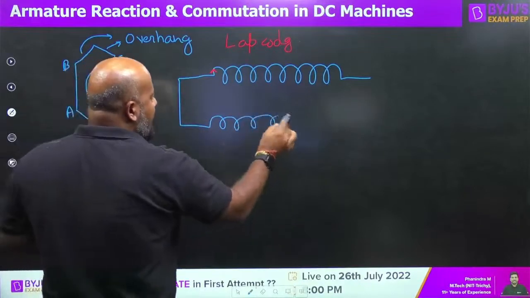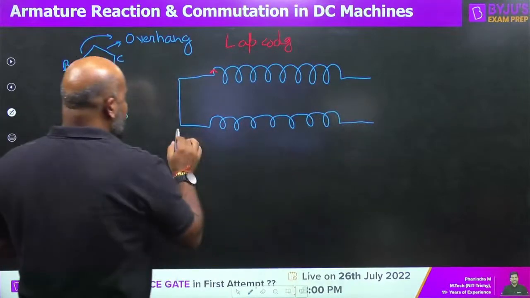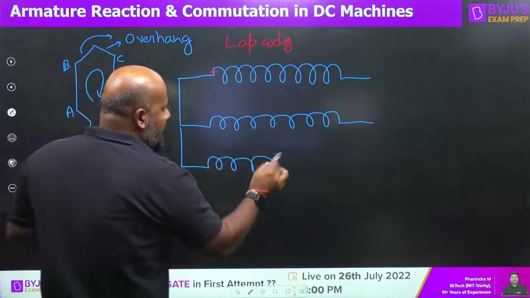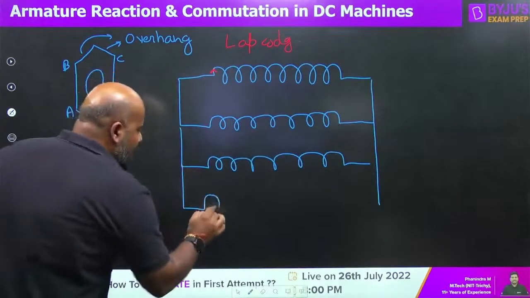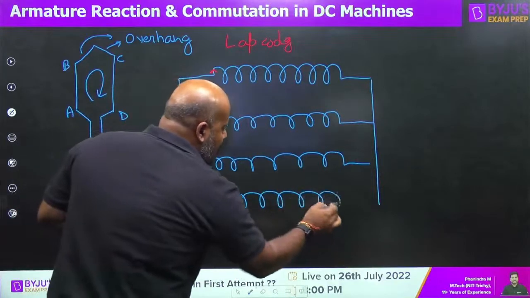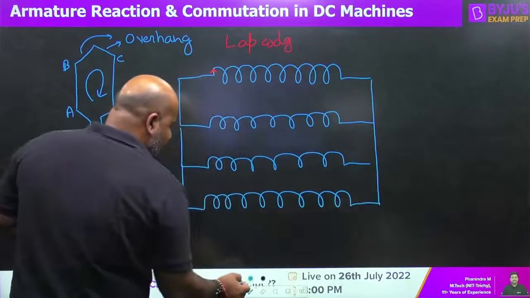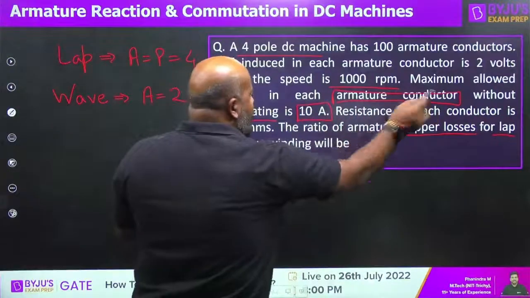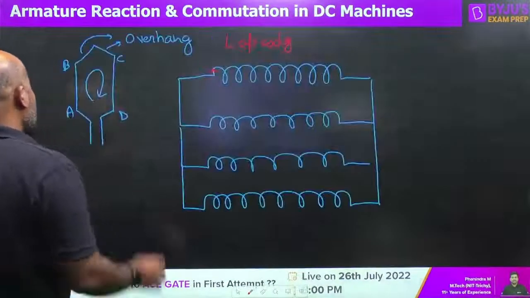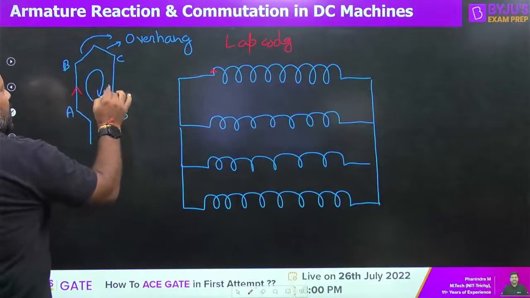There will be 4 parallel paths. If you draw it in the form of a circuit, it is going to be something like this. Now he is saying the current passing in one conductor. Yes or no? The maximum allowed current passing through an armature conductor. So where is your armature conductor? This is your armature conductor.